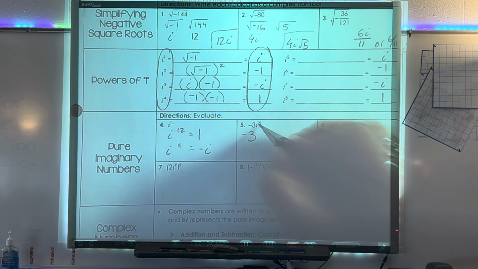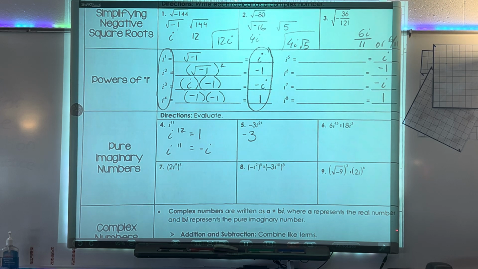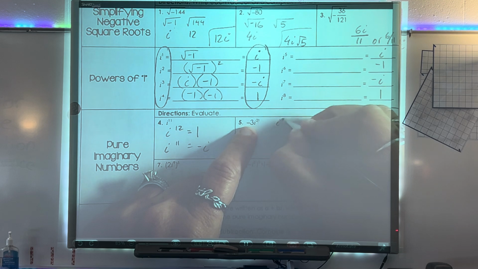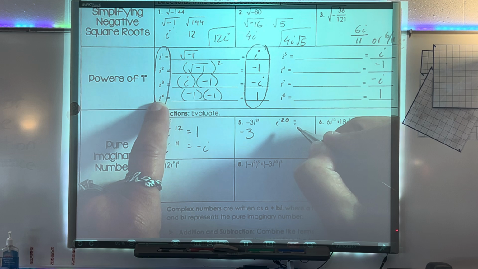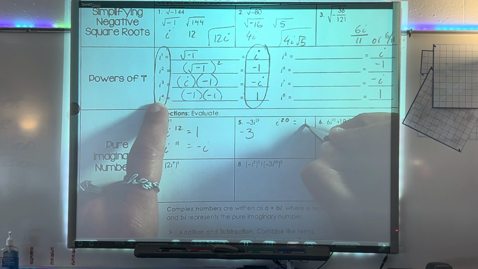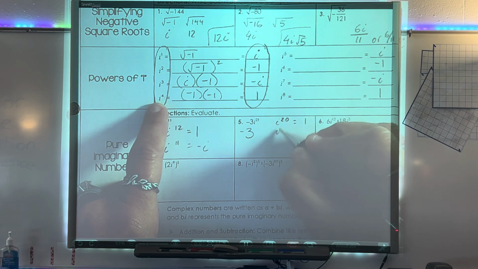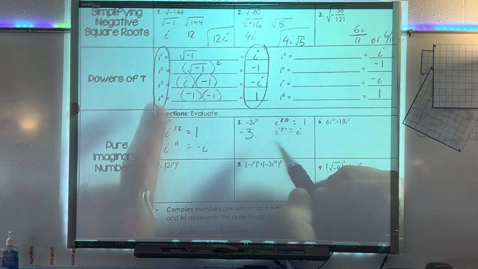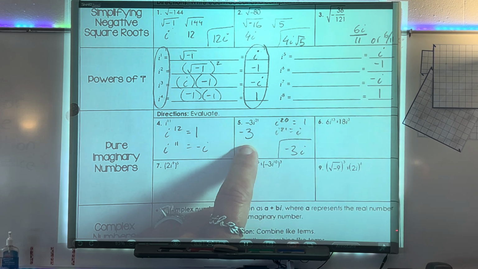So I've got i to the 21, right? Do you want to go backwards to 20? That would be easiest for me. Okay, so i to the 20 falls right here, because 4 times 5 is 20. So i to the 20 is 1, which means i to the 21 jumps back up here, and it has to be i. So when I put negative 3 and i together, I get negative 3i. That's the answer right there. That's all you have to do.